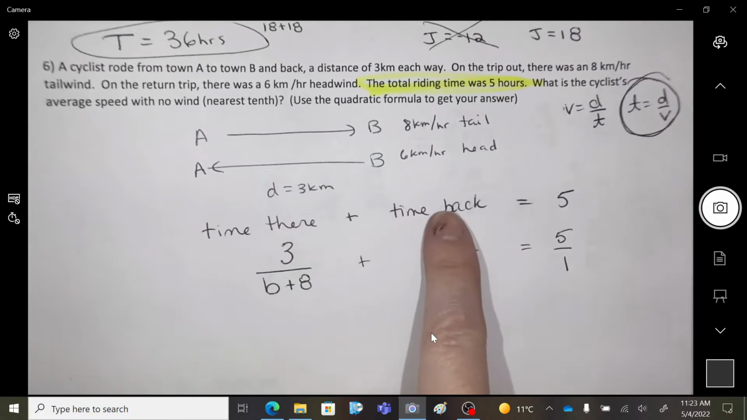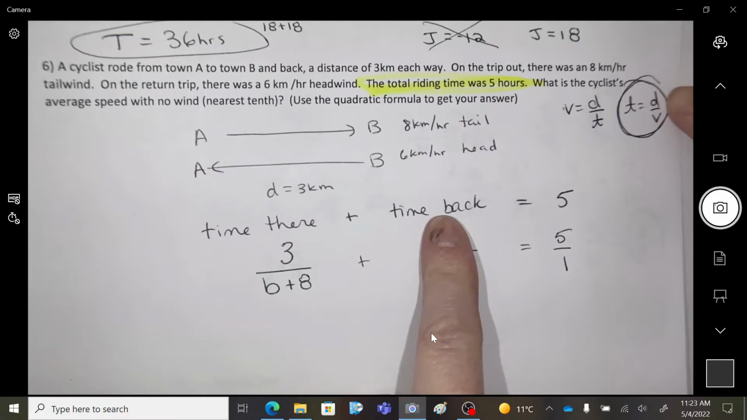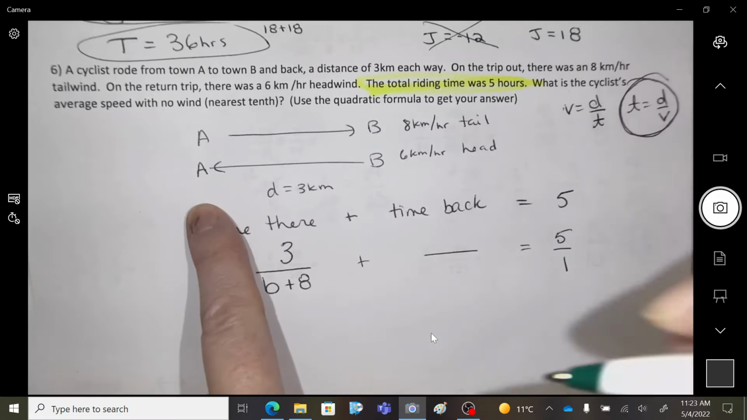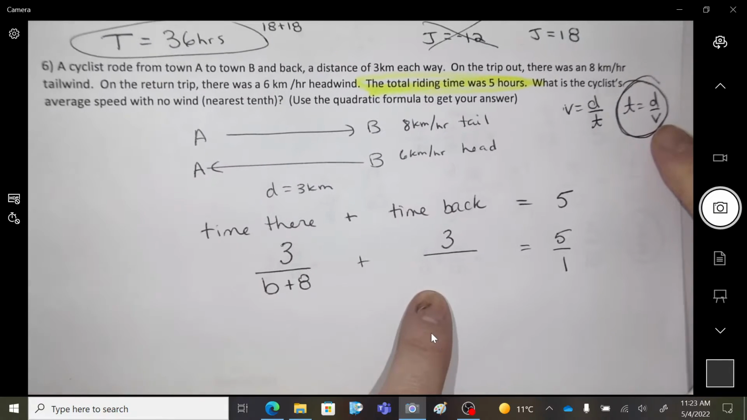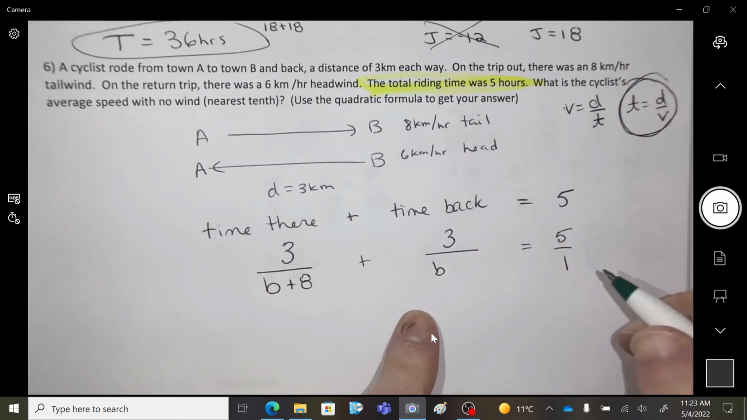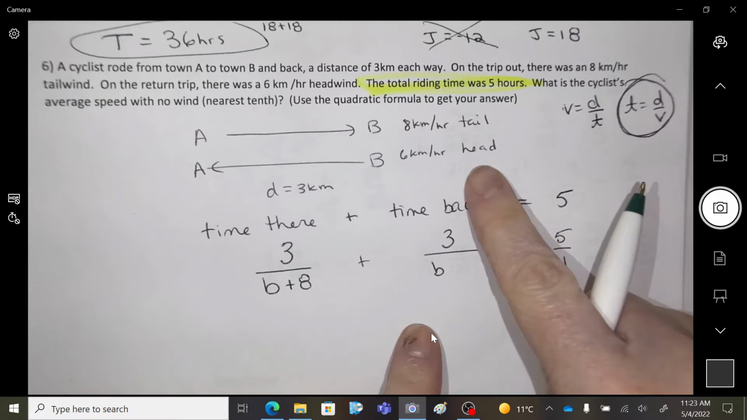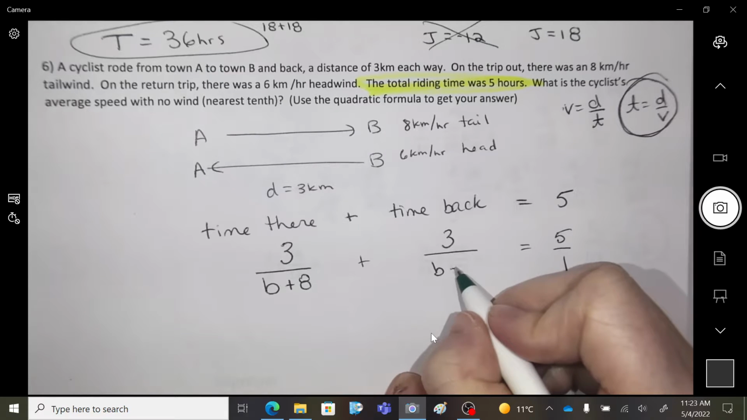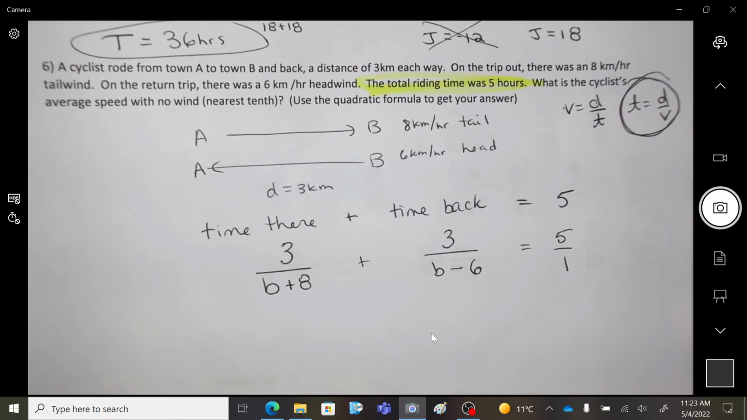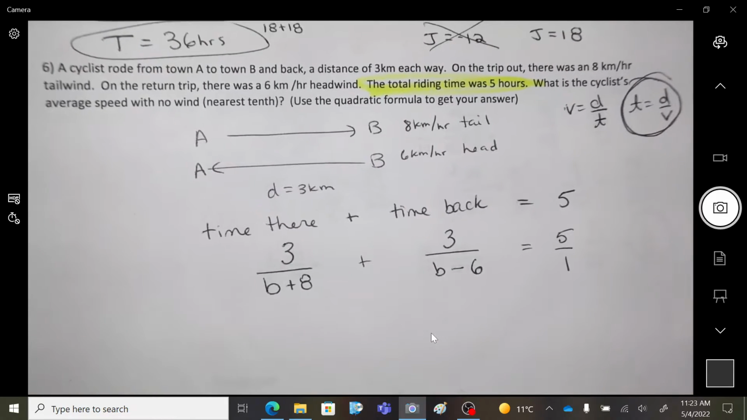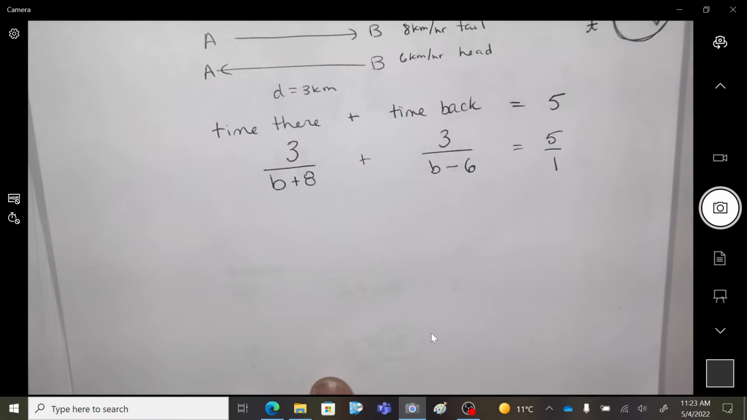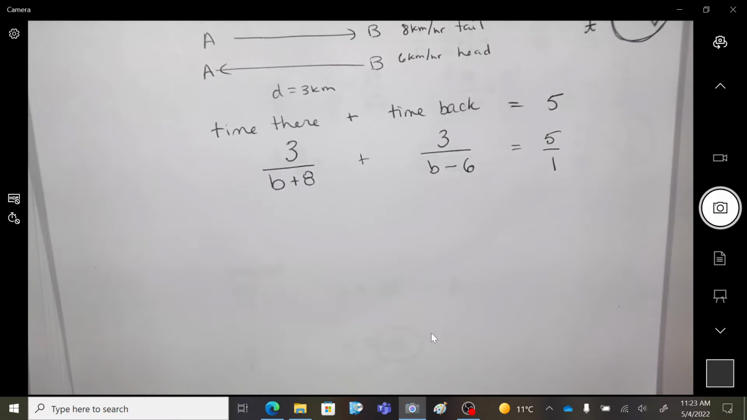On the way back, ready? I'm looking at this fraction. What's the distance you've gone on the way back? 3. The velocity is your bike. What happens when you have a headwind? Minus your speed, right? We had a headwind on the way back. Okay, we're okay with this?